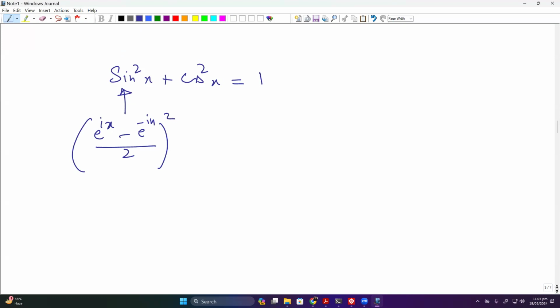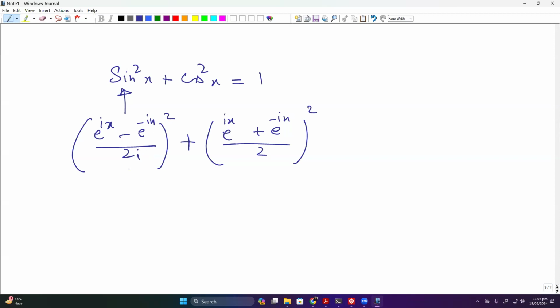So I was discussing that sin²x + cos²x = 1 can be proved easily. I have to use the definition (e^(ix) − e^(−ix))/2 whole squared, and for the other one, I have to use (e^(ix) + e^(−ix))/2, squared. This is iota, and iota squared is minus 1.